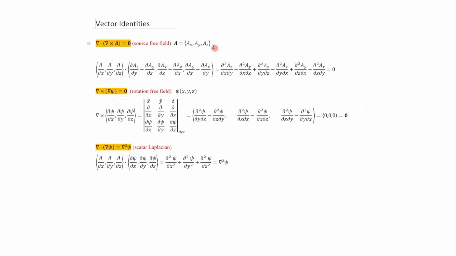The last one here is just a scalar Laplacian. It was an example that we looked at because quite often you see the symbol. What does it mean? Well, this is effectively the operations that are performed to get to this final result.